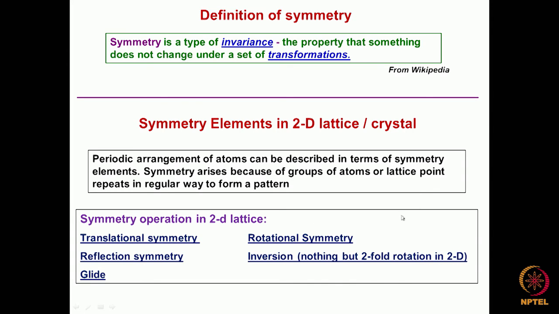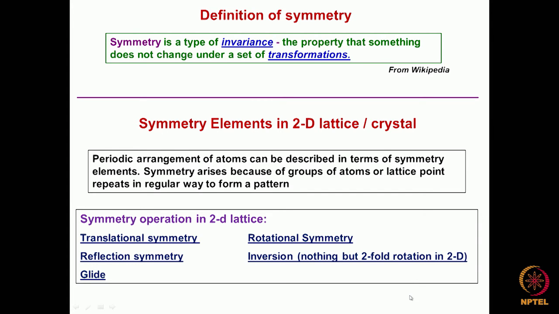Okay. What are the types of symmetry elements which we can have in 2-dimensional lattices? Like what we mentioned in the case of the 1-dimensional lattice, in the 2-dimensional lattice we can have translational symmetry, rotational symmetry, reflection symmetry and inversion, which is nothing but a rotation and a glide. We will go into detail shortly. But what we should remember is that in a 1-dimensional lattice we have only one type of rotational symmetry, only a 2-fold rotation.